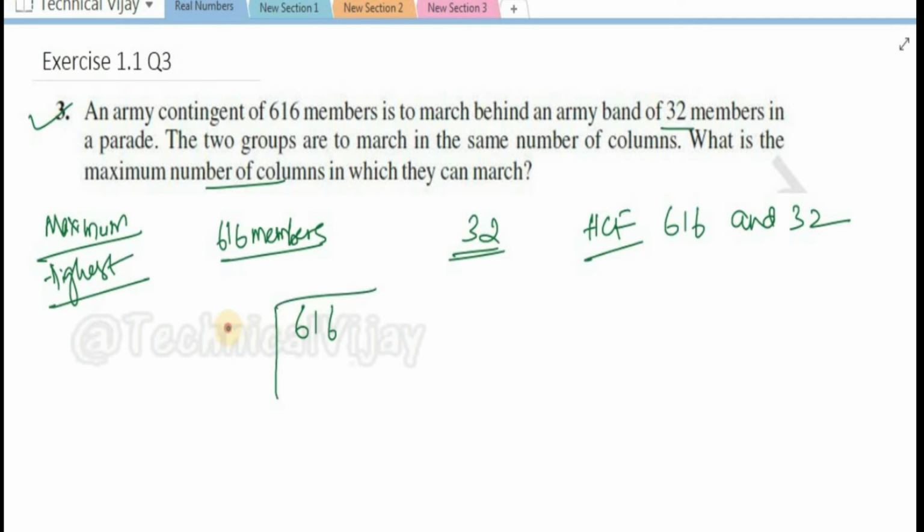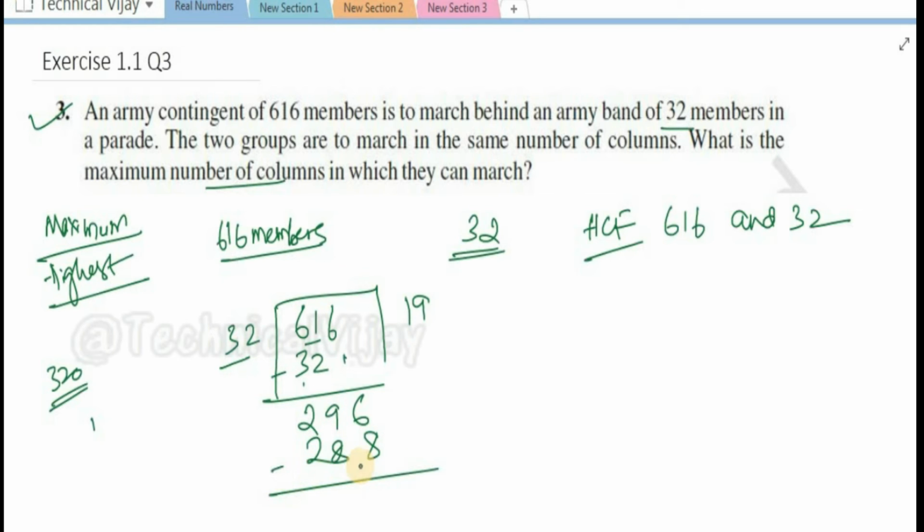Take the biggest number, 616, and divide it by 32, the smallest one. 32 into 61: 32 times 1 is 32, subtract, 29, then bring down 6. 32 into 296 is just less than 320, so you go for 9. 9 times 2 is 18, 9 times 3 is 27, that gives 288. Subtracting, 8 is remaining.